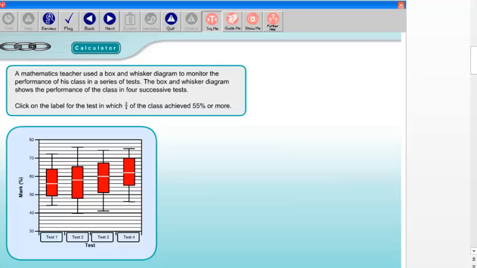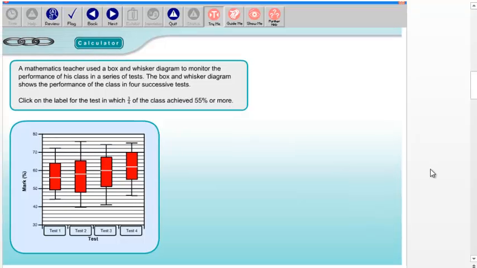So, okay, question number 1. I won't be reading all of these out, but I'll read the first one. It says a maths teacher uses something called a box and whisker diagram to monitor the performance of the class in a series of tests. The box and whisker diagram shows the performance of the class in 4 successive tests. Our job is to click on the label for the test in which 3/4 of the class achieved 55% or more.